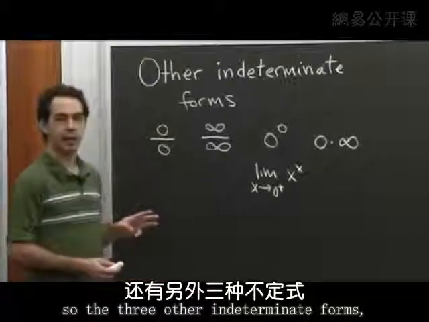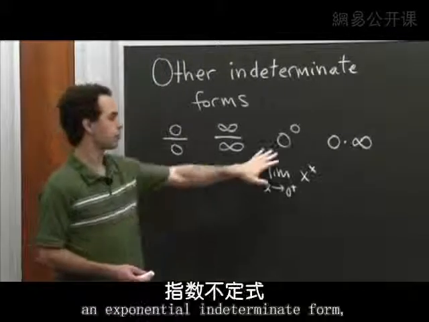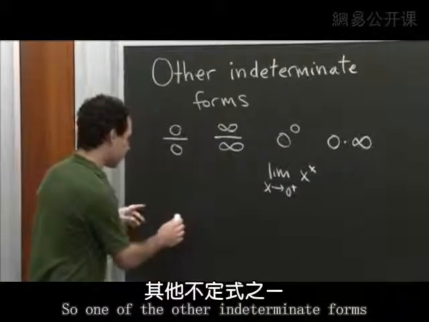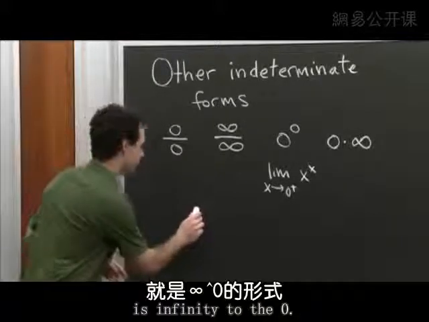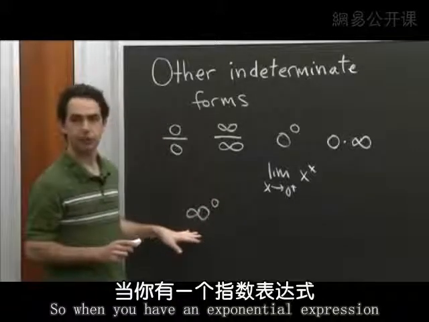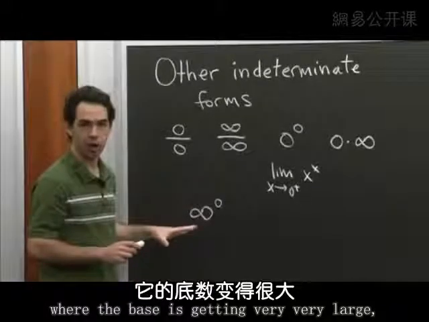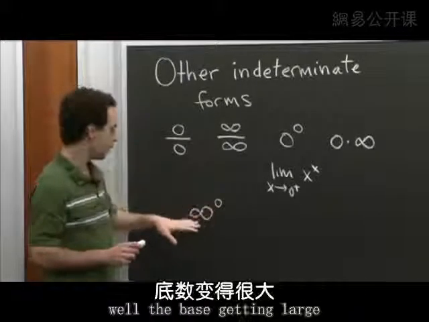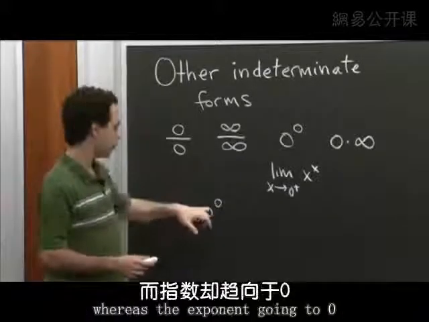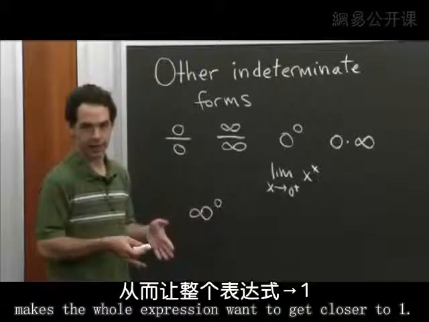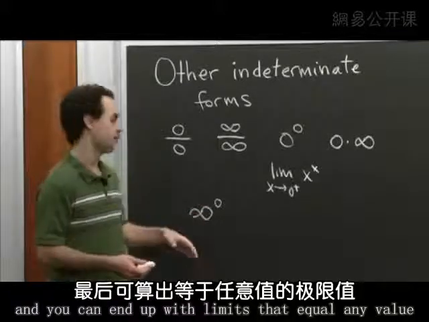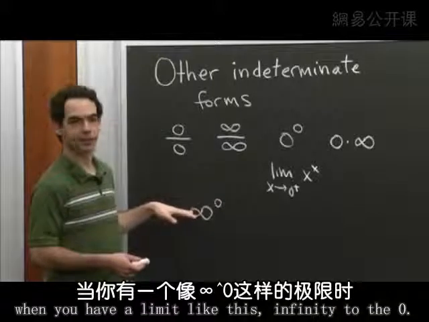There are 3 other indeterminate forms: 2 more that are exponential indeterminate forms, and one outlier. One of them is infinity to the 0. When you have an exponential expression where the base is getting very, very large and the exponent is going to 0, the base getting large makes the whole expression want to be large, whereas the exponent going to 0 makes the whole expression want to get closer to 1. Those two forces are in tension, and you can end up with limits that equal any value when you have a limit like infinity to the 0.